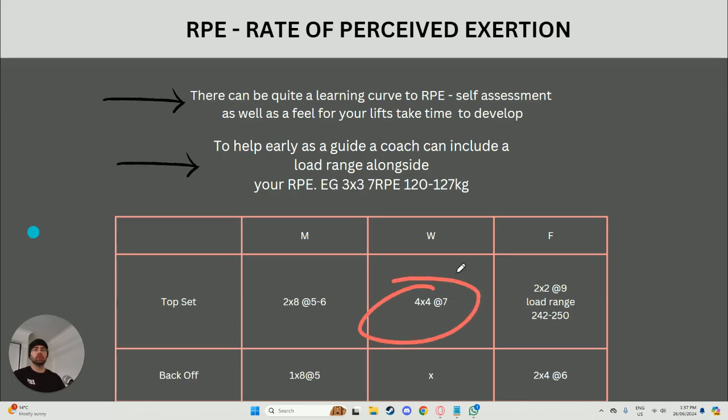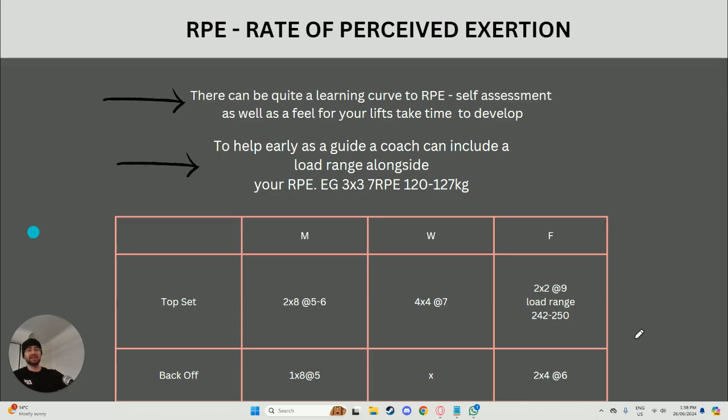Wednesday, we're doing 4 sets of 4 out of 7 RPE. Now, remember, all of these would correspond to our last chart, some percentages. Now, not for every athlete, but as a reference guide, right? On the Friday, we have 2 sets of 2 at a 9 RPE, but I've also included a load range. So a 9 RPE for this athlete would be 242 if they're feeling a little bit not the best for that given day, up to 250 if they're feeling quite good, quite recovered, and feeling pretty strong. But back down to 2 sets of 4 at a 6 RPE. So that's kind of like how an RPE structure may look in your program.